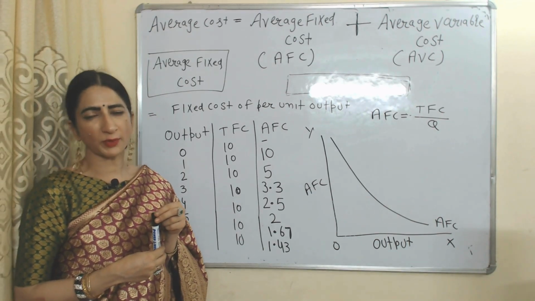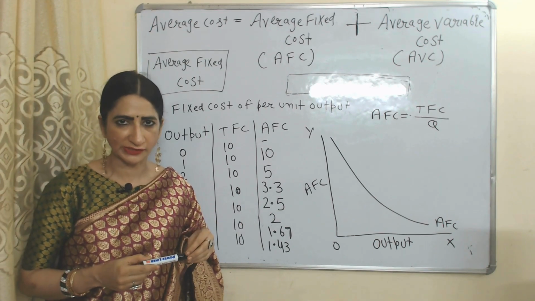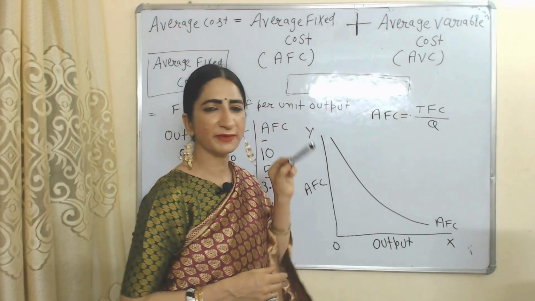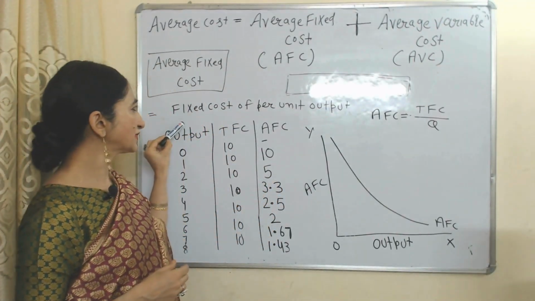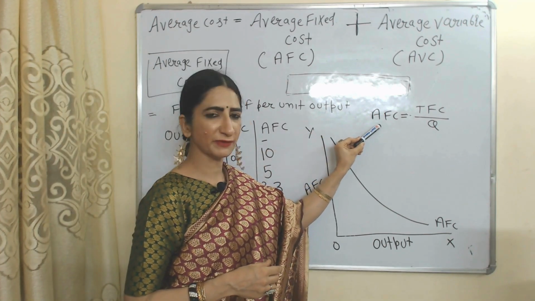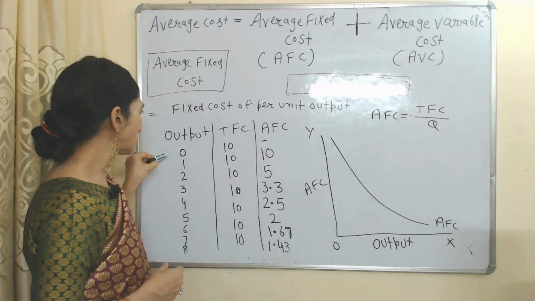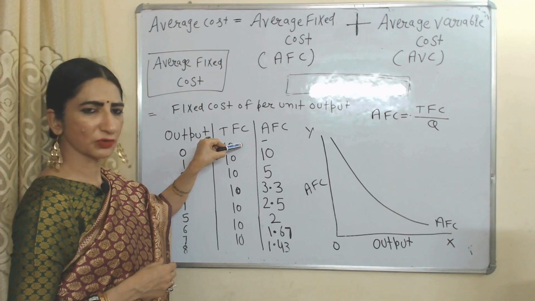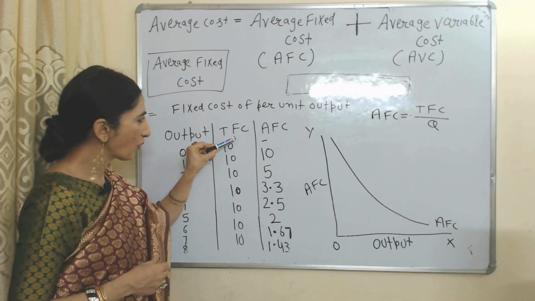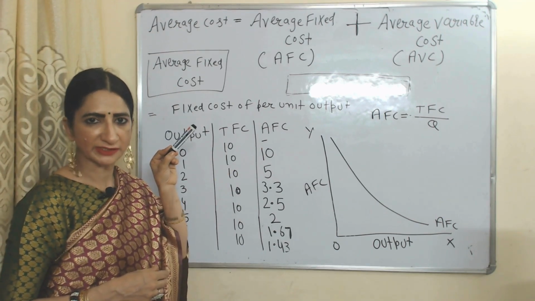Now we are going to talk about average cost. Average cost is a per unit cost, and average cost is equal to average fixed cost plus average variable cost. Average fixed cost is the fixed cost per unit of output, and we can calculate it when we divide total fixed cost by output. First column we have output, second column total fixed cost, last column average fixed cost. When we divide total fixed cost by output, it becomes equal to average fixed cost.